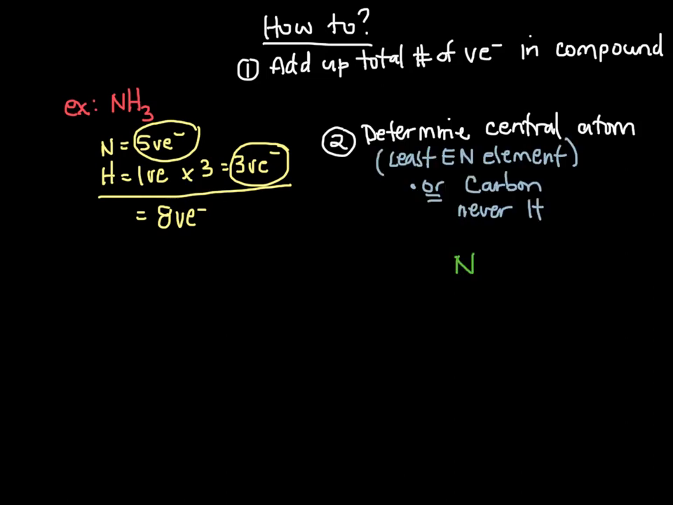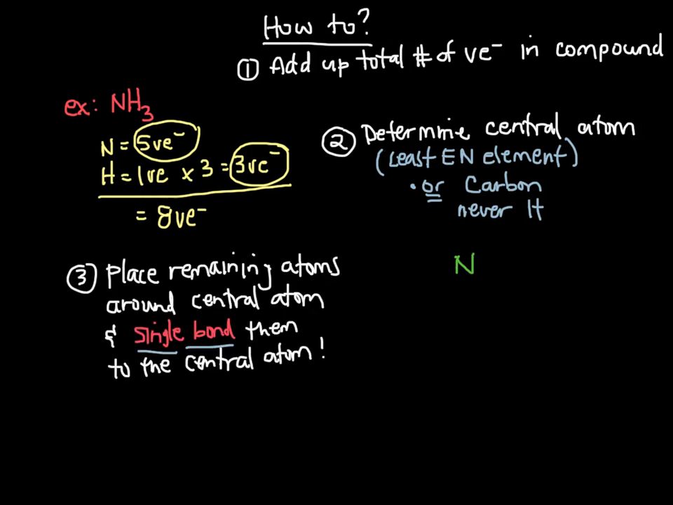And another rule of thumb is that if there's carbon in the compound, carbon will be the central atom, and you can never have hydrogen as your central atom because hydrogen can only form 1 bond because it only needs 2 electrons, so it can't form more than 1 bond. All right, so nitrogen will be our central atom.